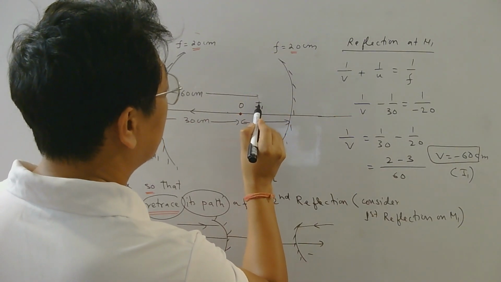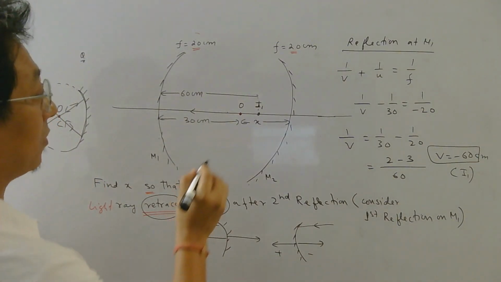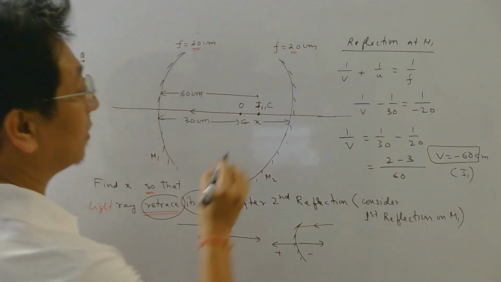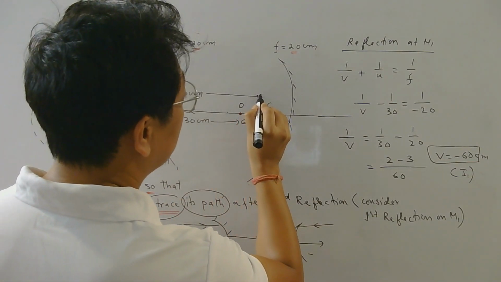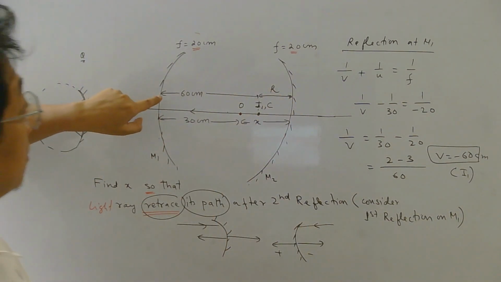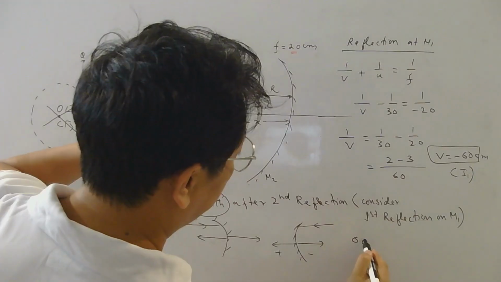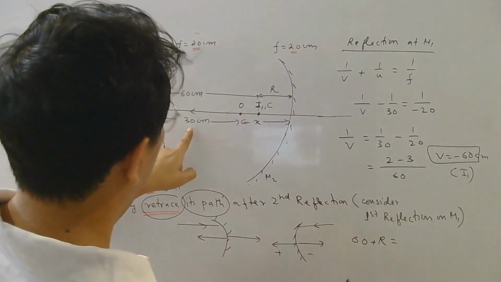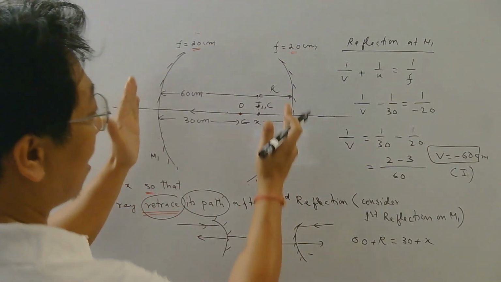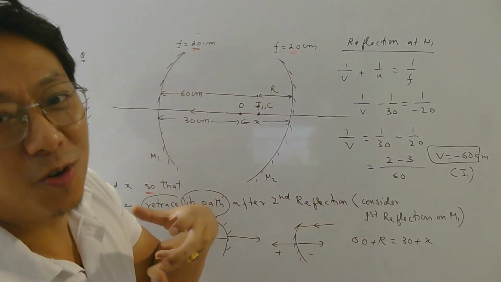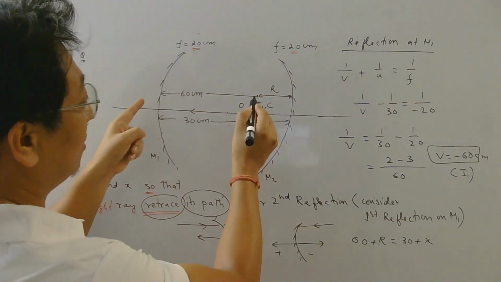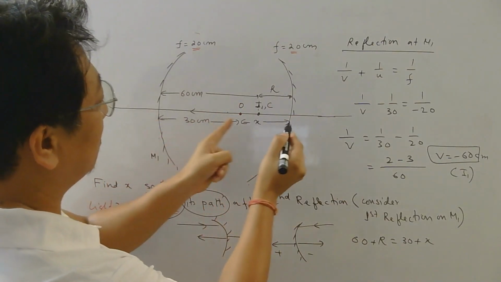And since you want that to be the center of curvature, this should also be the center of curvature, C. Let me write. And if it is the center of curvature, this distance will be R. So 60 plus R must be 30 plus X. Or in the question, if they ask the distance between the mirrors, then you could have directly told 60 plus R. But here they asked this X, right? So this 60 plus this R should be this 30 plus this X.